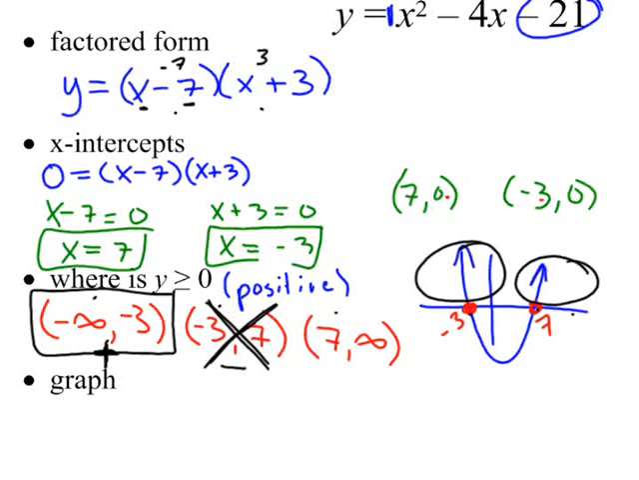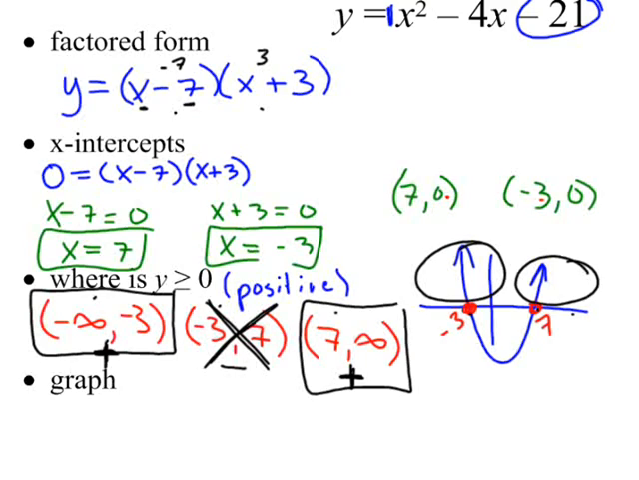Test another number, any number from 7 to infinity, so 10, 3 times 13. I don't really care what that actually equals, I just know it's positive. So again, you can see it's going to be positive in that region, and we can also see that from the idea of the graph.